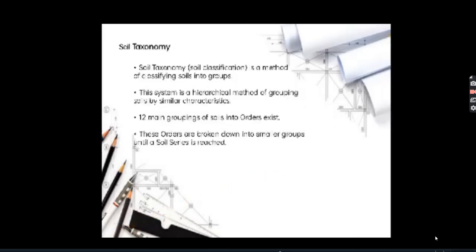Soil taxonomy. Soil taxonomy, or the soil classification, is a method of classifying soil into groups. This system is a hierarchical method of grouping soil by similar characteristics. 12 main groupings of soil into orders exist. These orders are broken down into smaller groups until a series is reached.